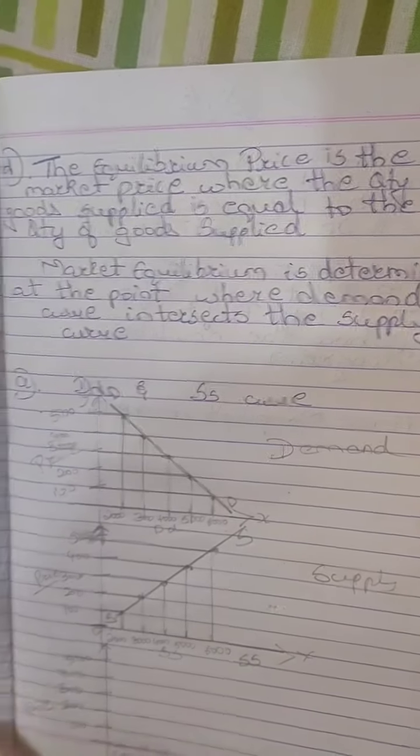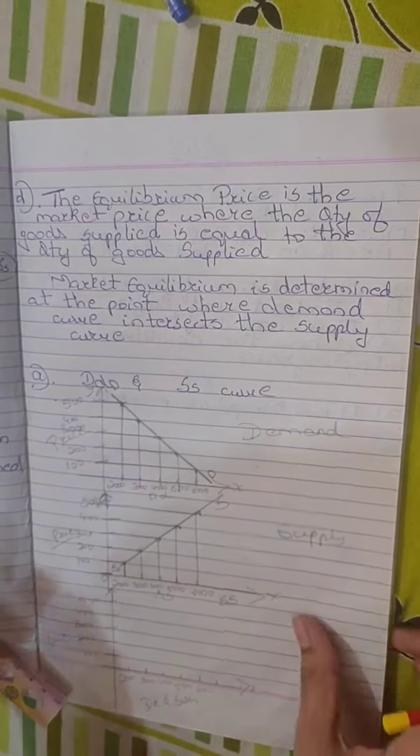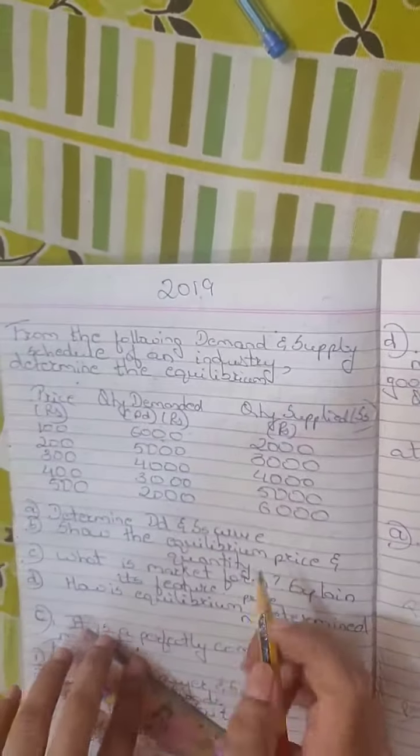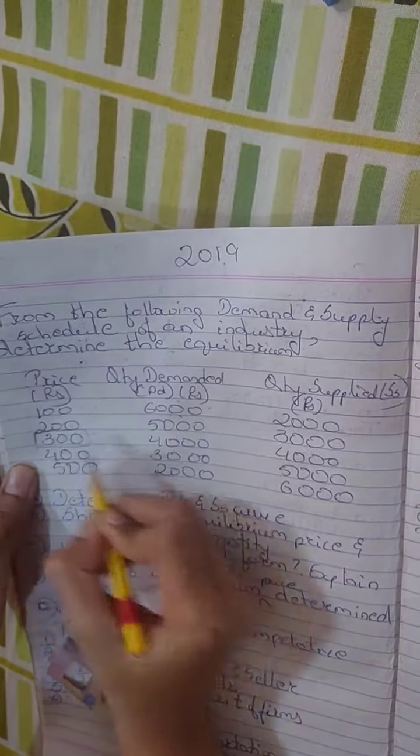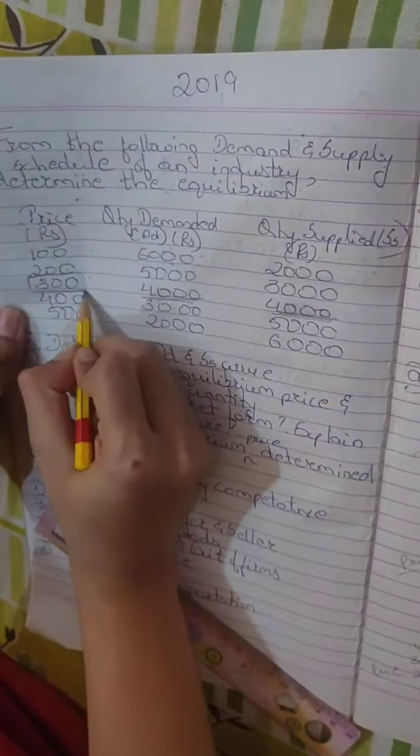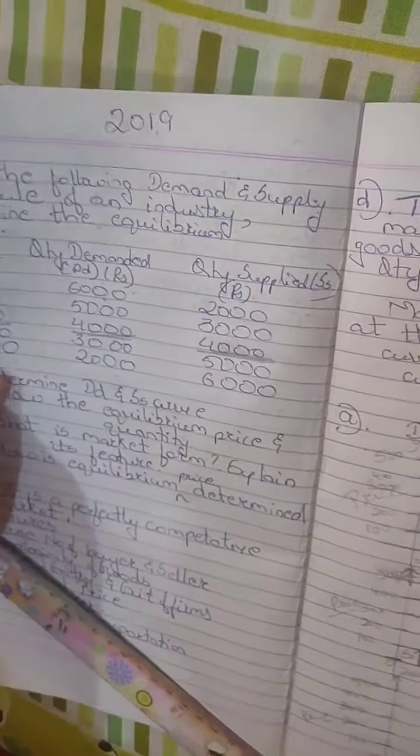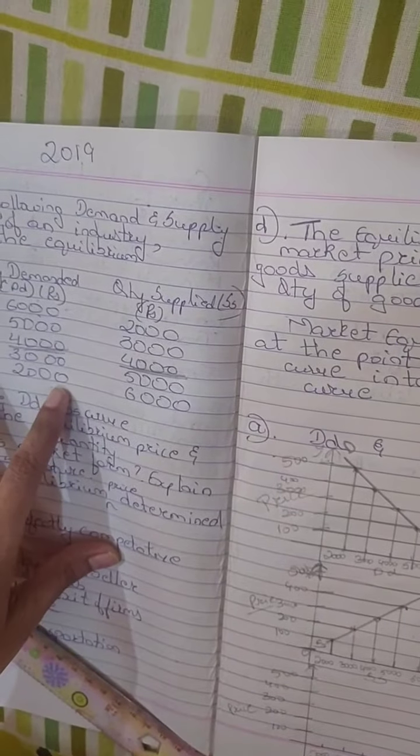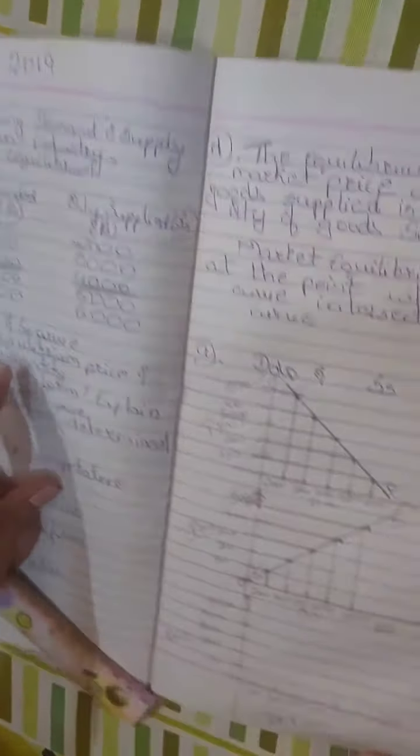So our next question was, show the equilibrium price and quantity. As you can see in the question, at price 300, both your quantity demanded and your supply are equal. I repeat, at price 300, both your quantity demanded and supply are equal. So the equilibrium price will be rupees 300. This will be shown with the help of a graph.